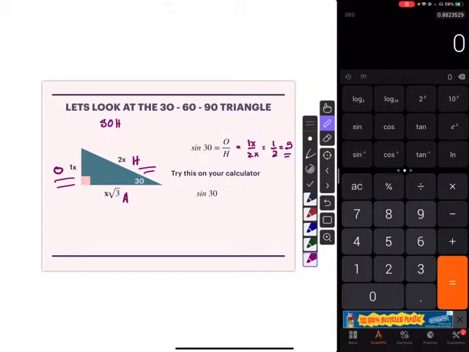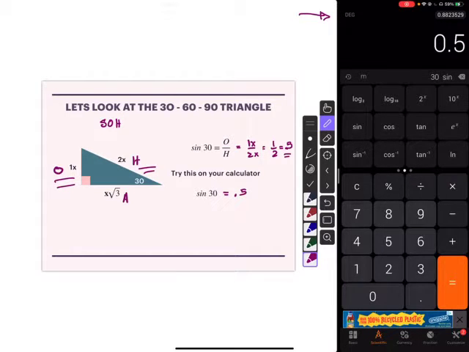If you try this on your calculator, and I'm going to show you on mine, I'm going to type in 30. The calculator's in degrees, if you'll notice. It's right up there. So I've typed in 30. I'm going to press the sine button. And it gave me the wrong answer. Let's try that again. 30 and sine. And it is 0.5, just like the ratio done with the 30, 60, 90 triangle tells us.